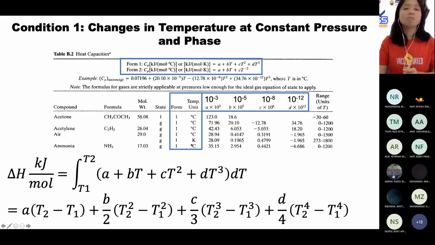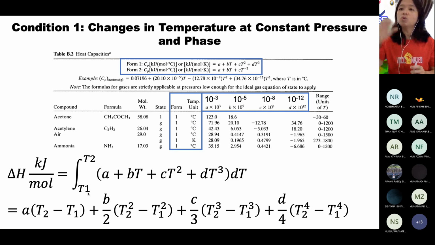If the calculation stipulates you have to use Kelvin, you have to use Kelvin. Okay, tu pun kamu jangan lupa, kamu kena betul-betul tengok table. Okay, and then next time saya beritahu kamu, pengiraan dia CPDT, right? So from T1 to T2. T1 adalah suhu permulaan kamu, T2 adalah suhu yang kamu nak capai.